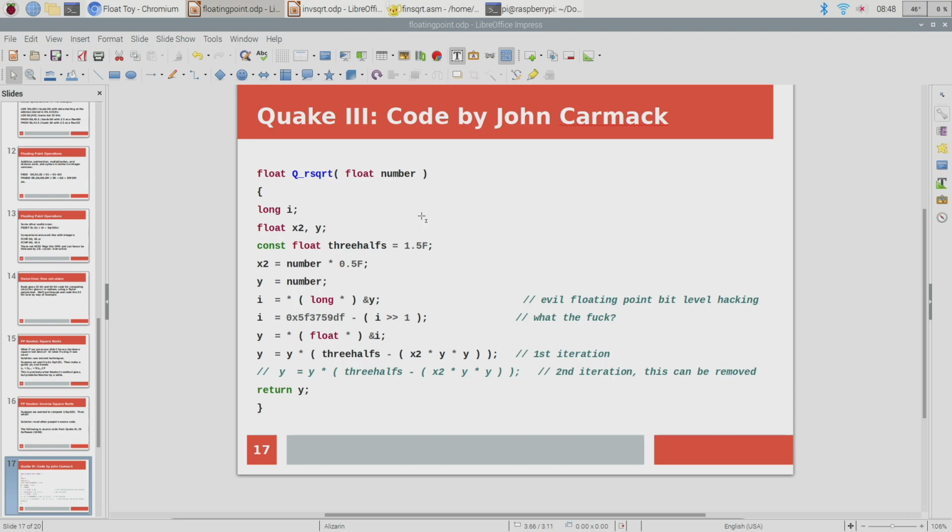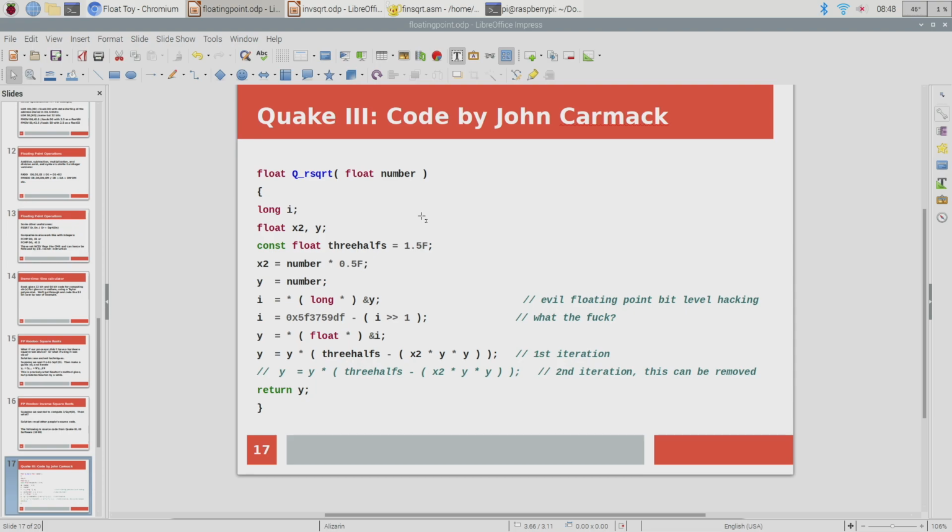And if we parse all the different parts of it, well, the top 5 lines are really nothing special, right? We're defining a constant of 1.5. We're taking a number and multiplying it by half. We've got the number. So these top 5 lines are nothing exciting. They're just defining numbers. The stuff underneath is the magic. In particular, these 3 lines here that start with "evil floating point bit level hacking" and "WTF."